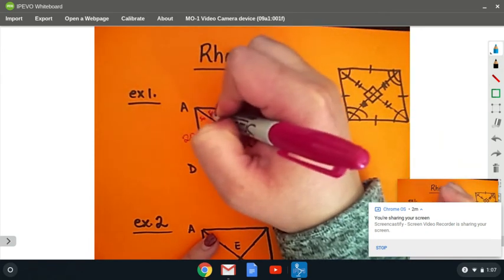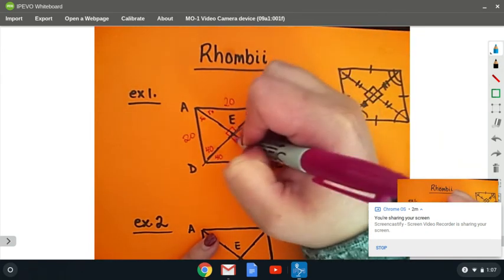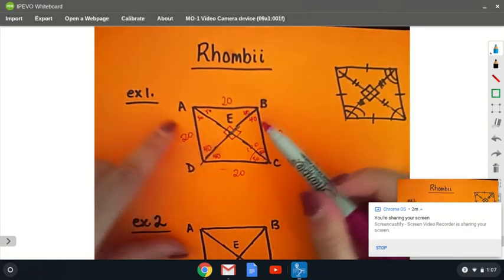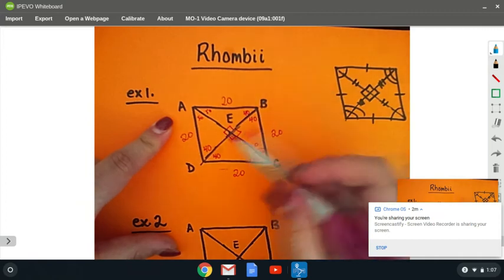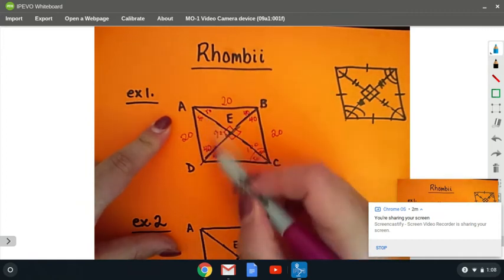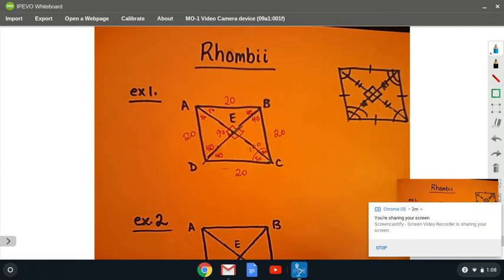So 50, 50. These are right angles, so these three angles should add to 180. So 50 and 40 is 90, plus 90 is 180. Perfect. Okay, so that should always be happening.